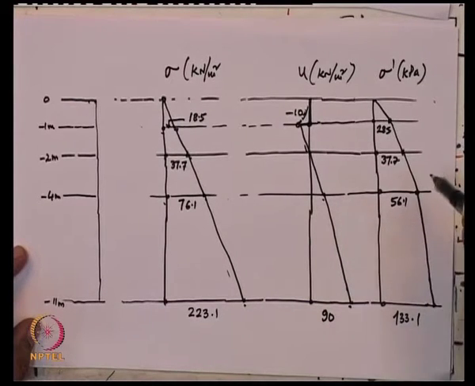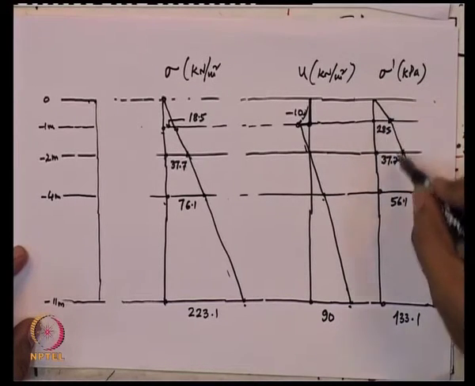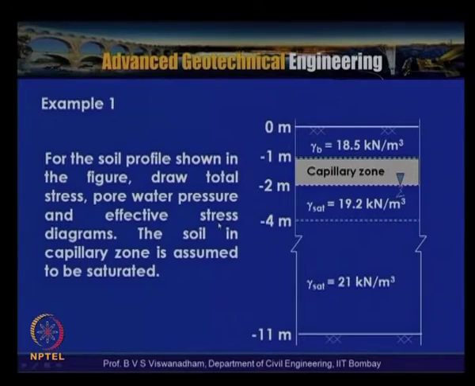So when we take sigma dash, that is nothing but sigma minus u, we get the effective stress diagrams. In the given problem, what has been asked is that for the soil profile, draw the total stress, pore water pressure and effective stress diagrams. So we have used the concepts we have discussed, and tried to draw them considering the groundwater table, which has a capillarity effect.